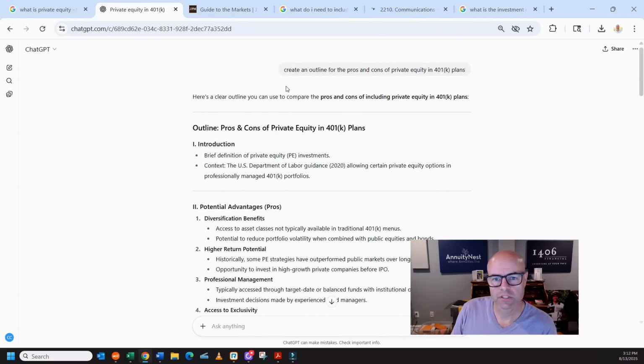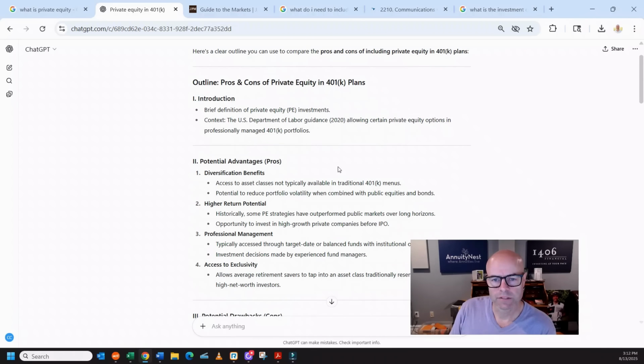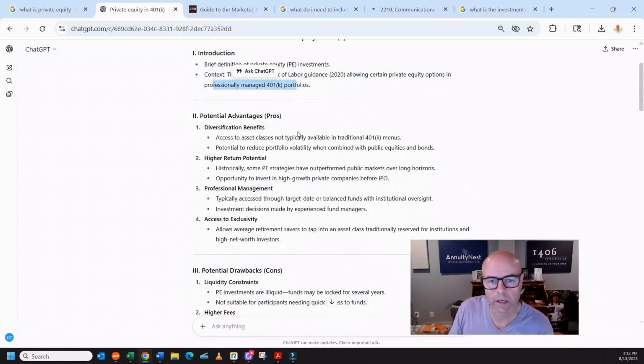So now let's go to ChatGPT. And I say, create an outline for the pros and cons of private equity and 401k plans. And I think it did a very good job in outlining this for us. I guess what I didn't know is the U.S. Department of Labor guidance in 2020 allowed certain private equity options in professionally managed 401k plans. So I guess after 5 years, they finally figured out a way to turn this to their advantage.